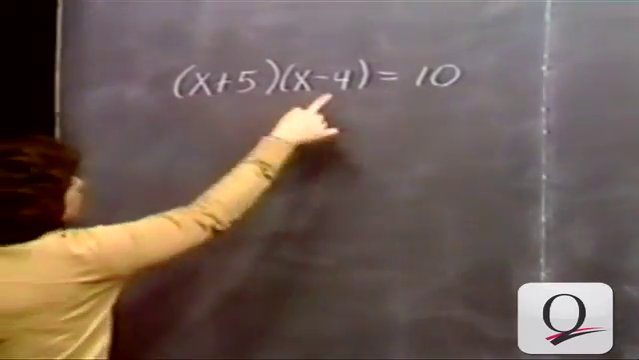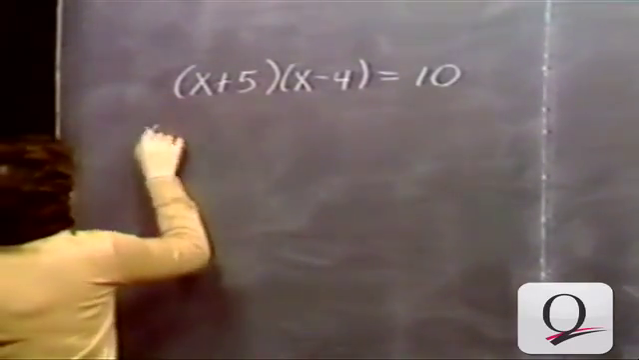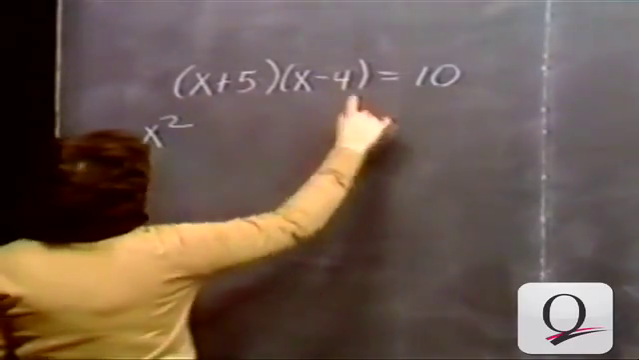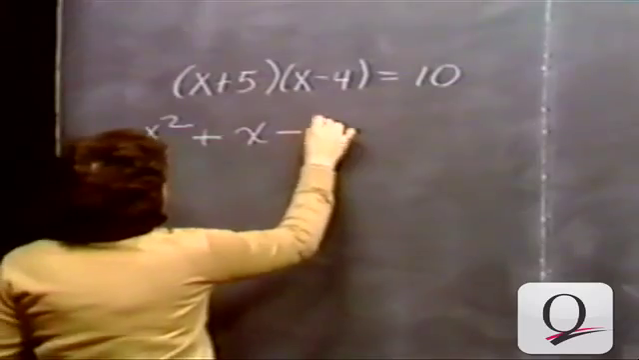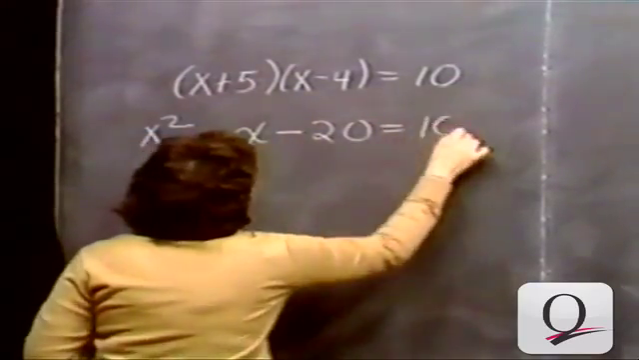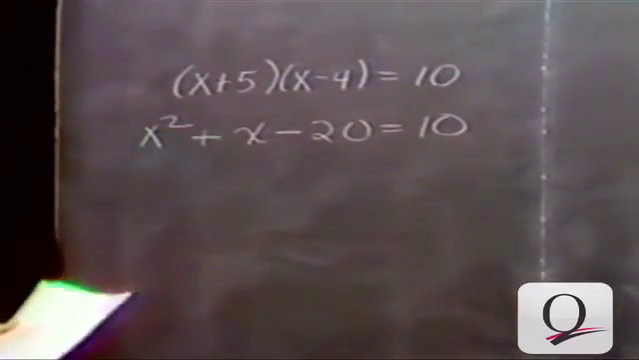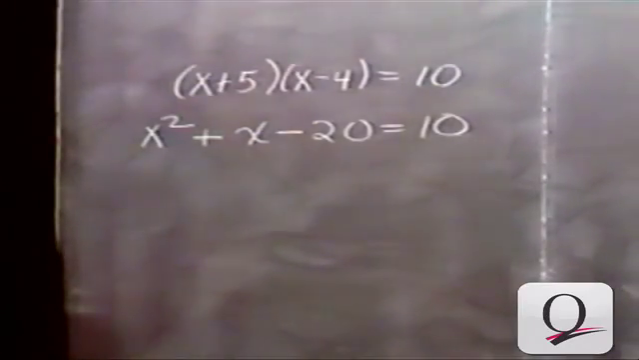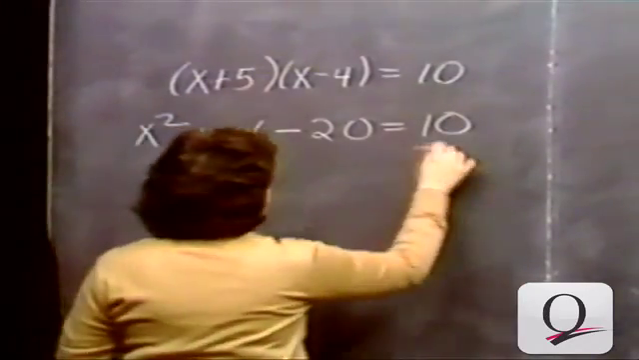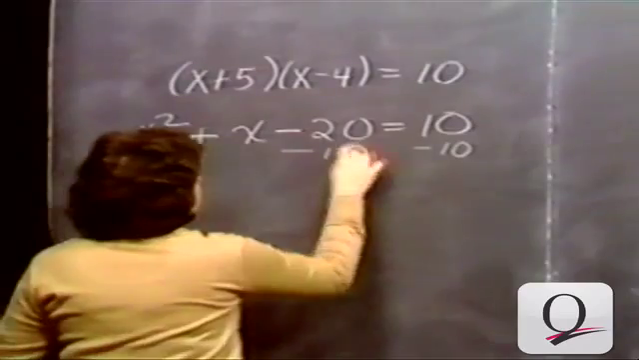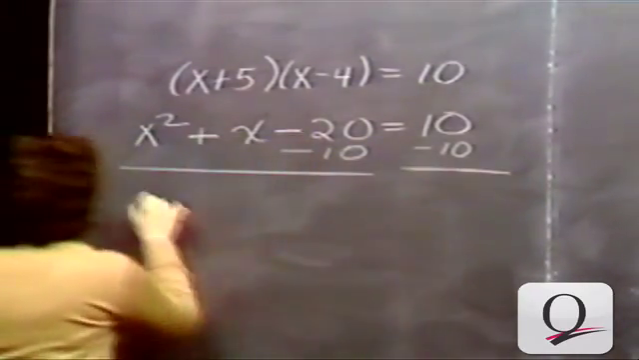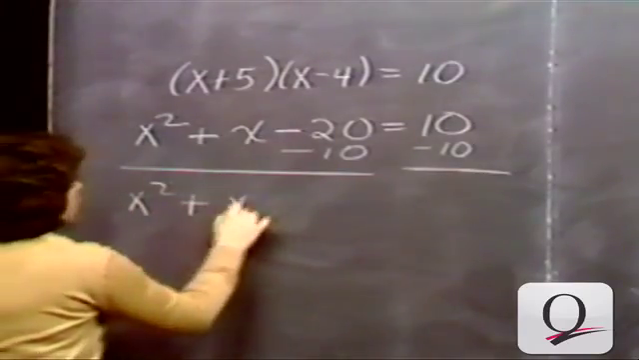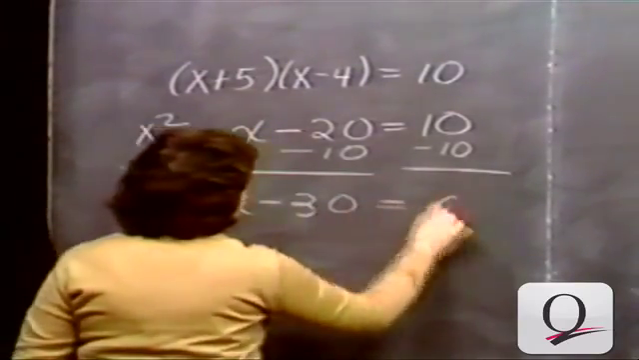So let's multiply out the left-hand side. We get x squared minus 4x plus 5x, that's plus 1x, minus 20 equals 10. x squared plus x minus 20 equals 10. Then subtracting 10 from both sides to put the equation into standard form, we get x squared plus x minus 30 equals 0.